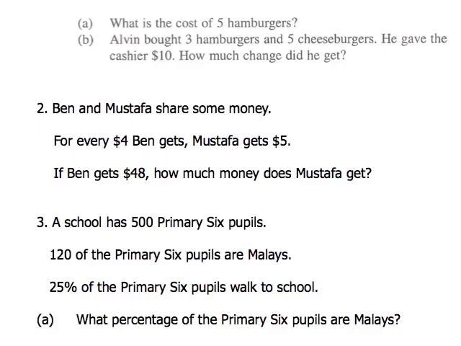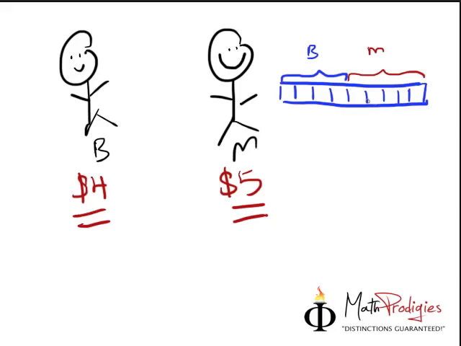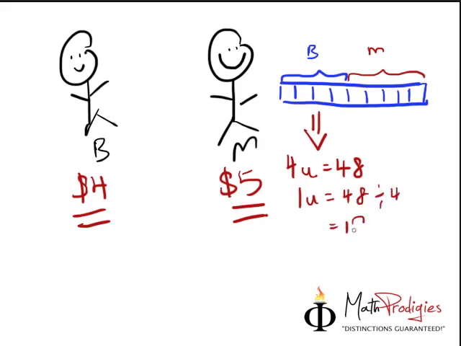It says, if Ben gets $48, that means now it's 4 units. If 4 units equals $48, 1 unit equals to what? 48 divided by 4, correct? Therefore equals 12. If 1 unit equals 12, how much did Mustafa get? Mustafa got 5 units. Therefore, he gets 12 times 5, which gives you 60. So that's the answer, okay?